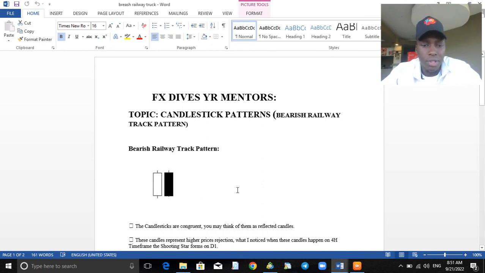So if you come across this candlestick pattern, just remember this video, what FX Development has told you, that we mainly support this candlestick pattern on a resistance level.